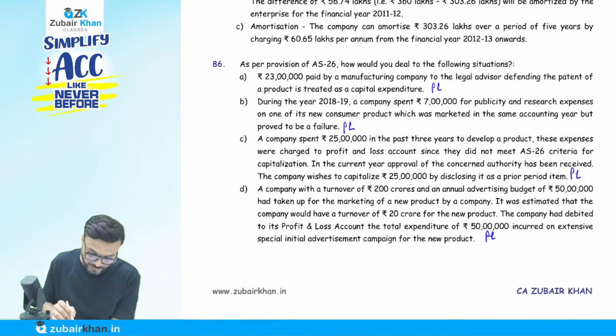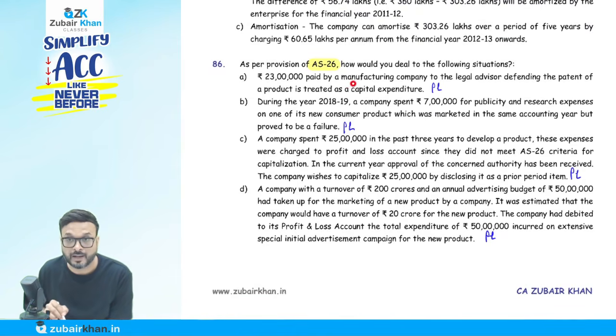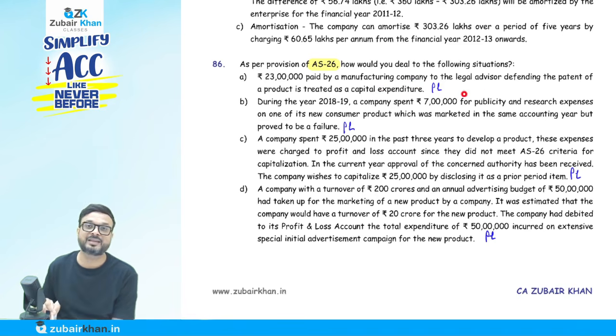It says, as per the provisions of Accounting Standard 28, how would you deal with the following situations? First, rupees 23 lakh paid by a manufacturing company to a legal advisor for defending the patent of a product, treated as capital. No, why? The legal advisor, you are paying the lawyer. Are they going to generate any intangible asset? No, you are fighting the case of the patent. That's a different thing. But you are not incurring the expense to generate the asset. The legal advice defending the case in court is not generating an asset. It will go to the P&L account.